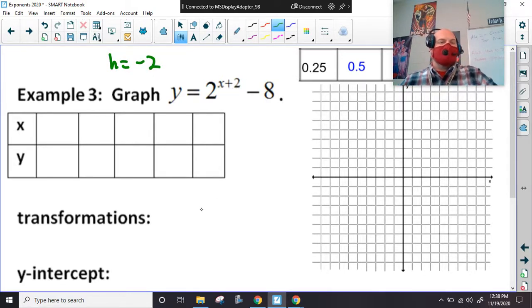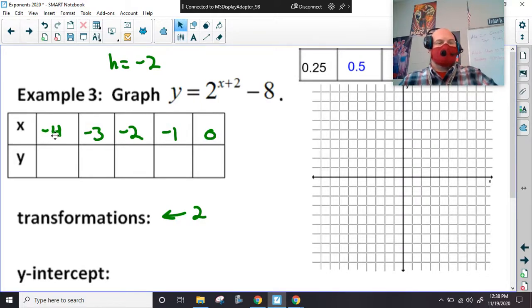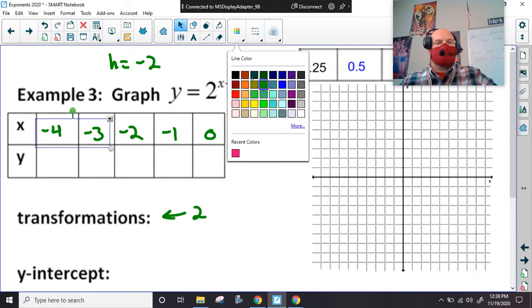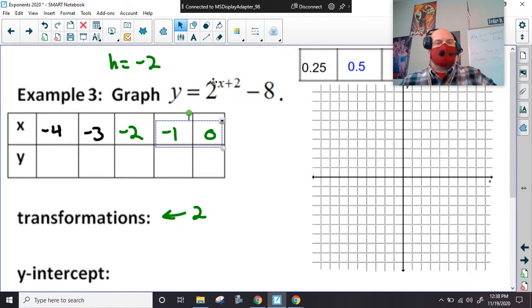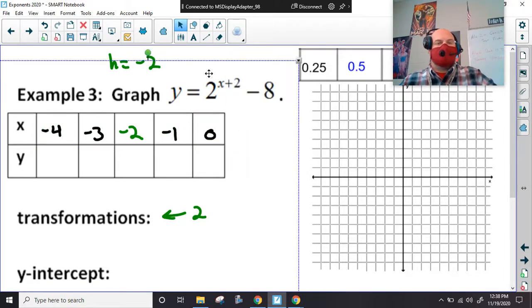Minus 2. That means it goes to the left 2. And also this negative 2 goes in right here. Well, this would be negative 1 and 0, 3, 4. Those aren't all supposed to be that color. There we go. That's more better.